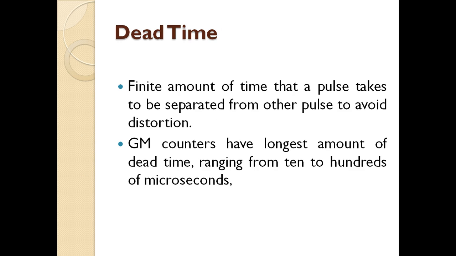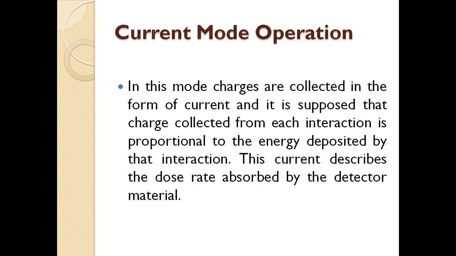Now comes dead time. It is the finite amount of time that a pulse takes to be separated from another pulse to avoid distortion. For example, GM counters have the longest dead time, ranging from 10 to hundreds of microseconds. In current mode operation, charges are collected in the form of current, and it is supposed that the charge collected from each interaction is proportional to the energy deposited by the interaction. This current describes the dose rate absorbed by the detector material.